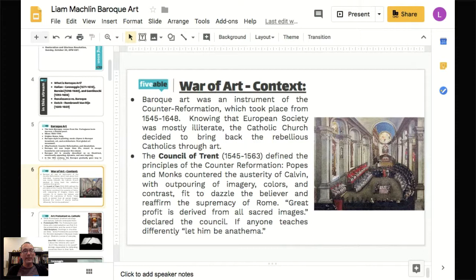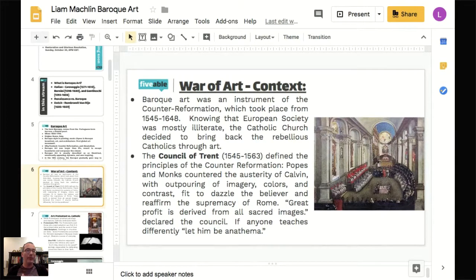One of the resolutions of this convention, by the popes and the monks, was to encourage artists to create more images. If Calvin and Luther were all about destroying and removing images, they said, no, we need to create more images to engage the believers and reaffirm their belief.